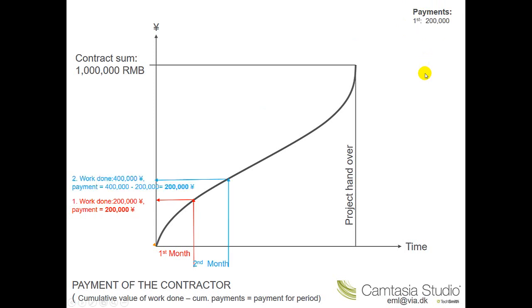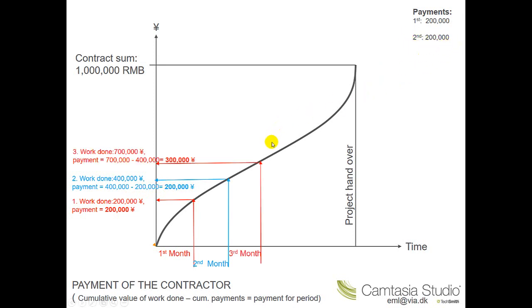At the end of the second month, the contractor sends out an interim certificate for 400,000. The architects say, okay, 400,000 is fair, and he has 400,000 here minus the cumulative value of the previous payment. So 400,000 minus 200,000 equals 200,000. So the second payment is 200,000.